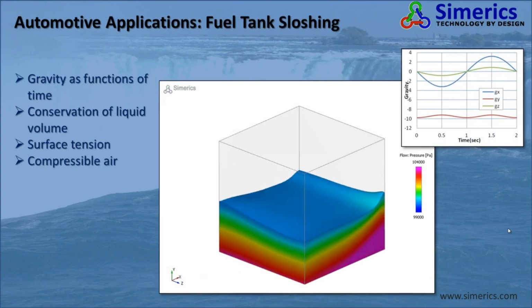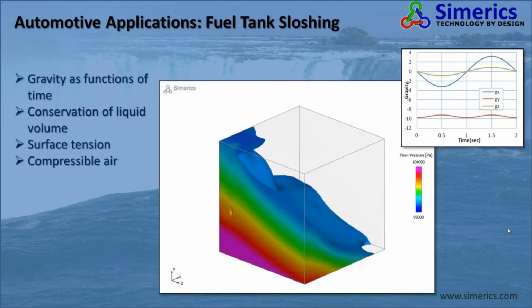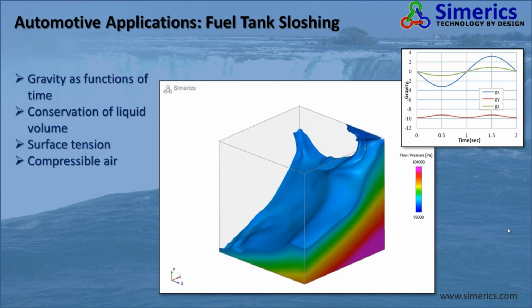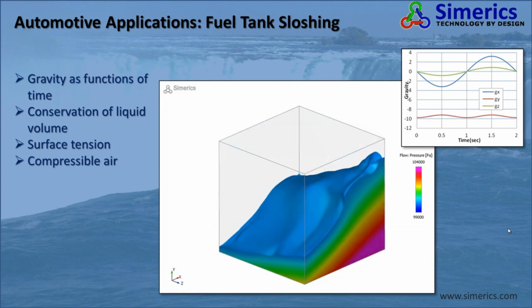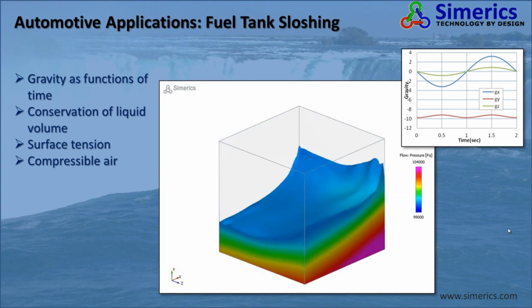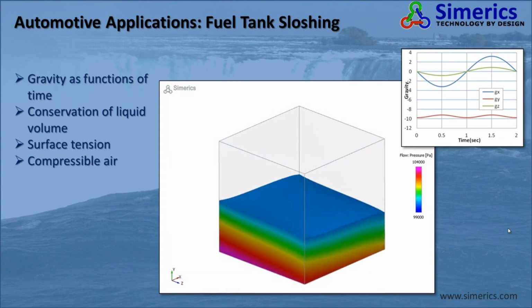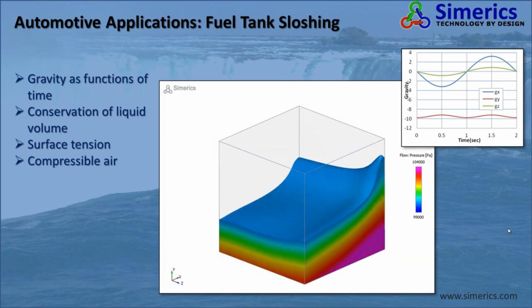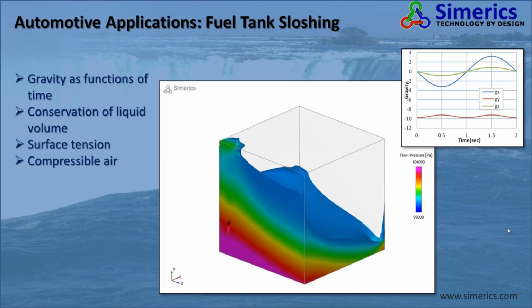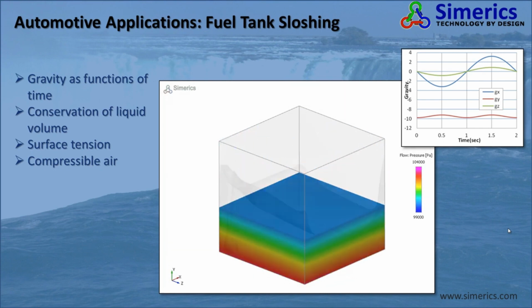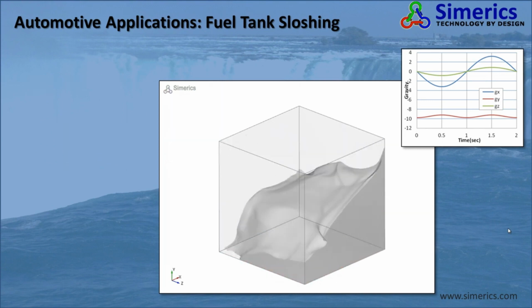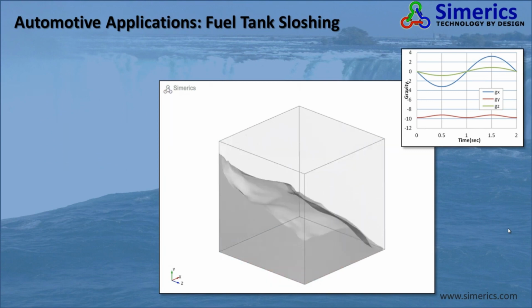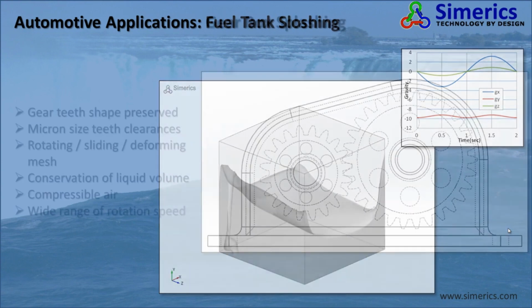Here we have the classical tank sloshing problem. The liquid movement is driven by time-dependent accelerations on the container, simulating a box half full of liquid, which is moving. The liquid volume is conserved, surface tension is included, and the gas, which is air, is compressible, modeled using the ideal gas law. Here is a view where the liquid is transparent so that any internal free surface structures can be seen.